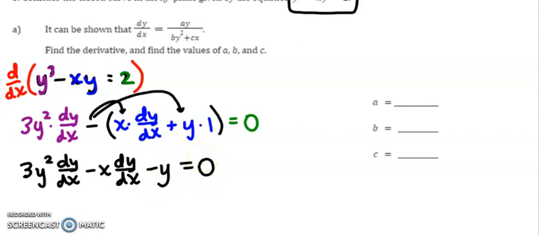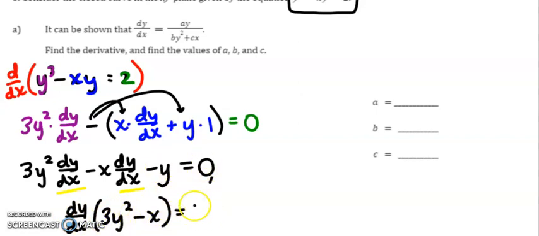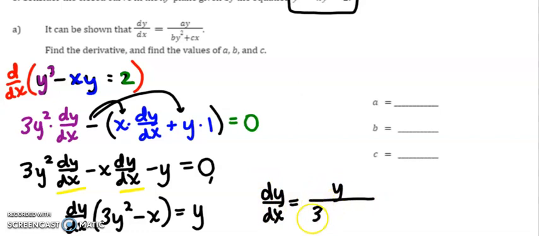So then from here, I'm looking to isolate my dy dx. Anything that has dy dx stays on one side, anything that doesn't gets kicked to the other. And then I factor out my dy dx. So this is a 3y squared minus x, add that y to the other side. Finally, to get dy dx by itself, I'm going to take y divided by 3y squared minus x, which means that my a value is 1, my b value is 3, and my c value is -1.